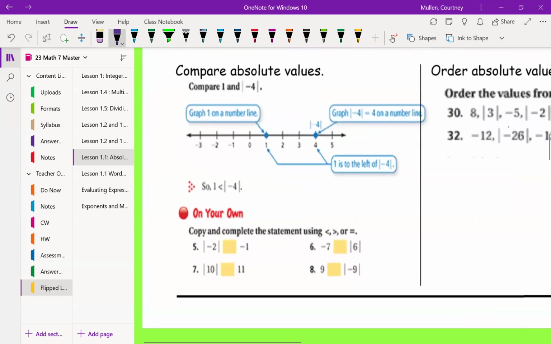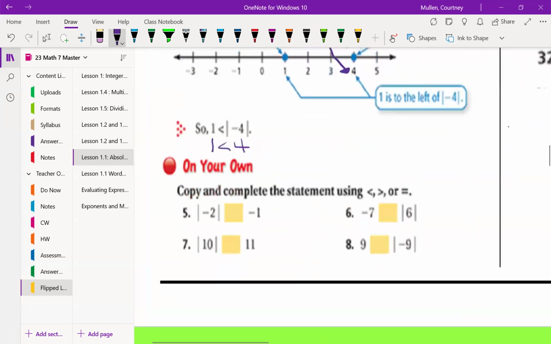Comparing absolute values. So we're asked to compare 1 and the absolute value of -4. Well, first we know that the absolute value of -4 is 4. So we're really comparing 1 and 4. So 1 compared to 4. Well, 4 is bigger, so 4 is greater than 1.